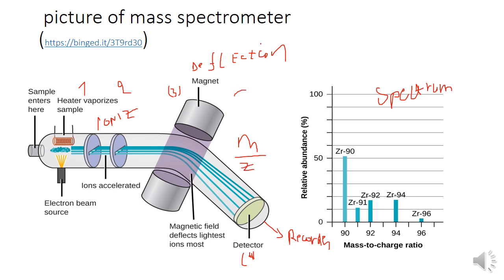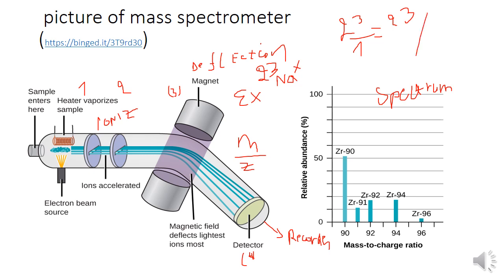For example, sodium has a positive charge. Sodium has an atomic mass of 23. So we take this 23 over the charge, which is 1, and it will be equal to 23. The detection depends on this mass over charge.